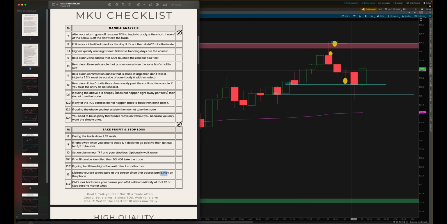We don't need that. 13.2. Wow, it's not even point 0.1. Whatever. Okay. Only look back once the alarm pops off and sell immediately at that take profit or at stop loss, no matter what. Here's a quick little tip with this, FYI.